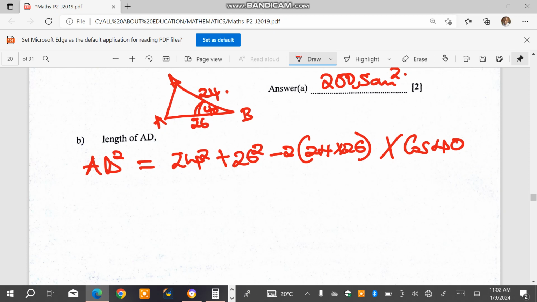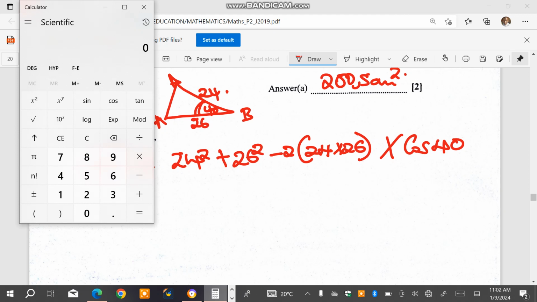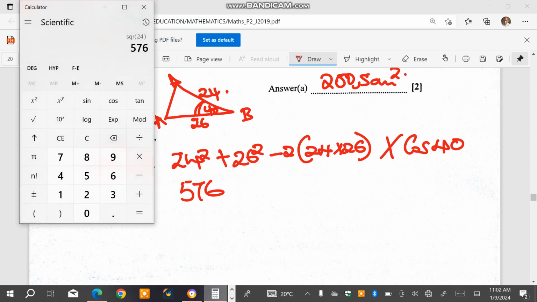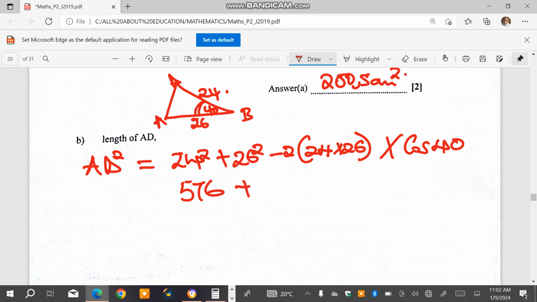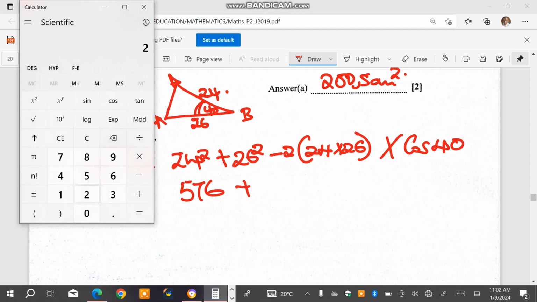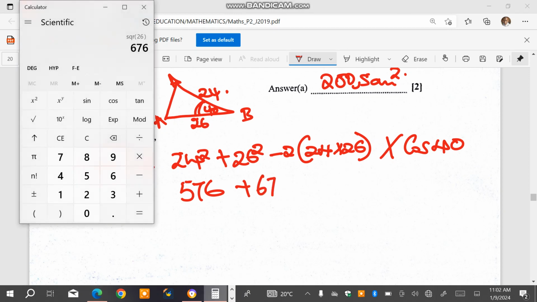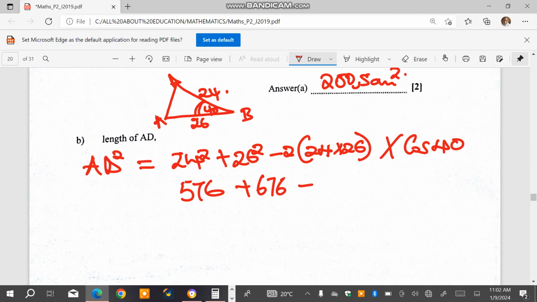Obviously you are going to work out 24 to the power of 2. Let me use a calculator here. 24 to the power 2, you are going to obtain 576 if I'm not mistaken. Then plus 26 squared, you are going to obtain 676, minus, then if you multiply this correctly using your own calculator, you're going to obtain 1248, then times cos 40.